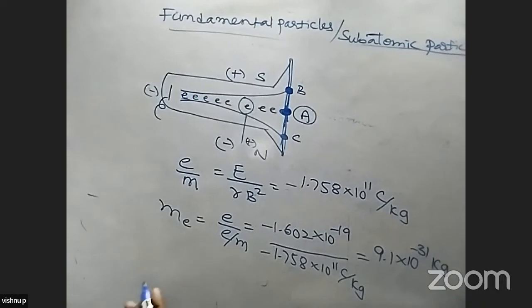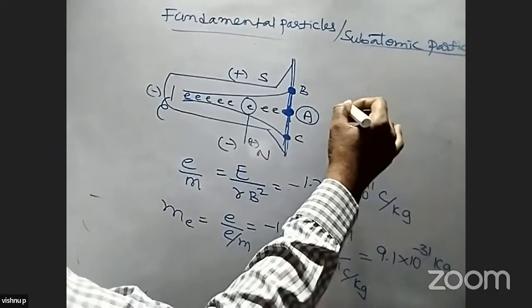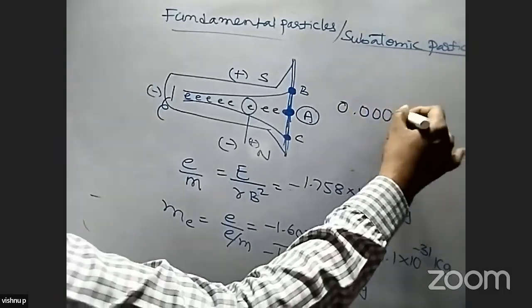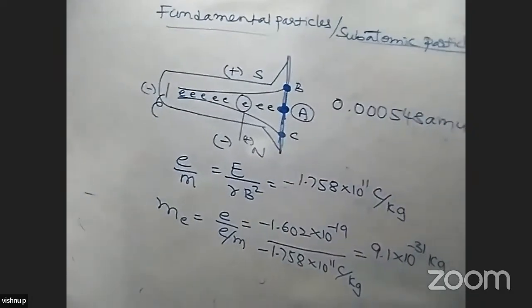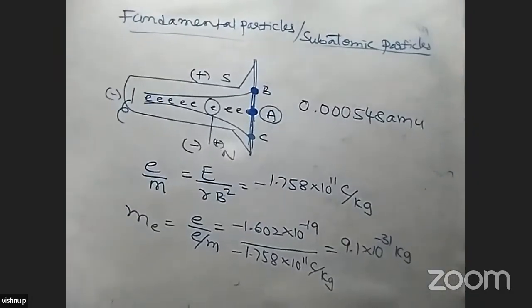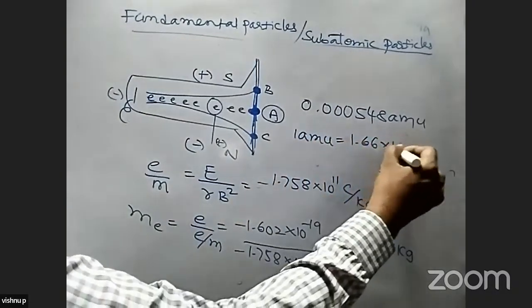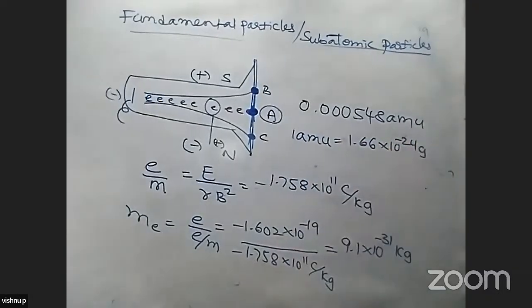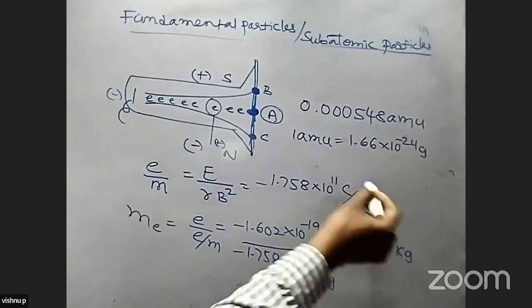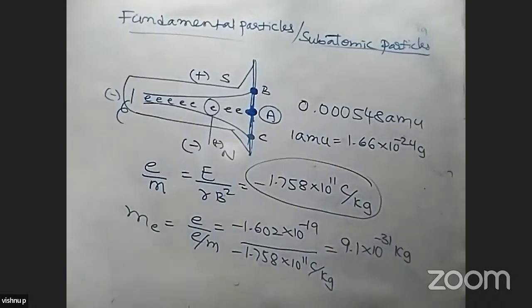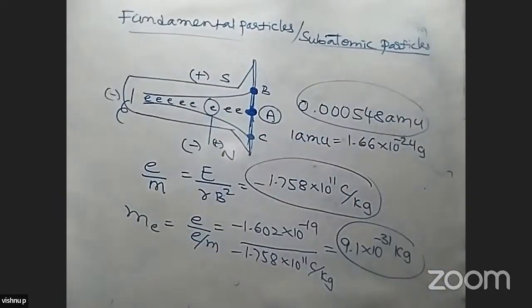At the same time, we can find it in AMU value, atomic mass unit, that is 0.000548 atomic mass units. This is the mass of electron. And 1 atomic mass unit is equal to 1.66 into 10 to the power of minus 24 grams. This is also called Avogram. So this is the e by m value of electron, and this is the mass of electron in different units.